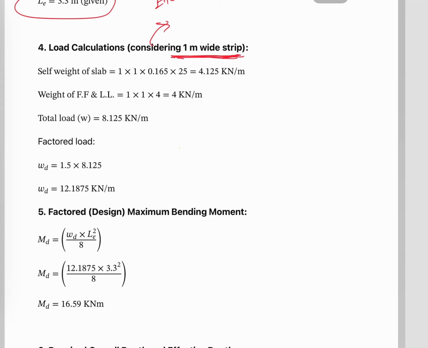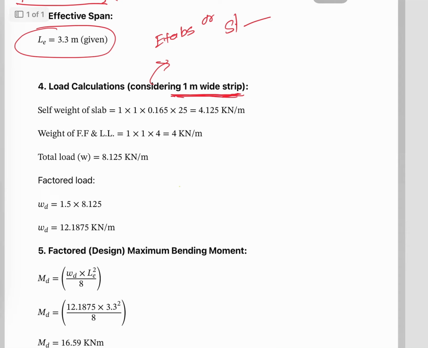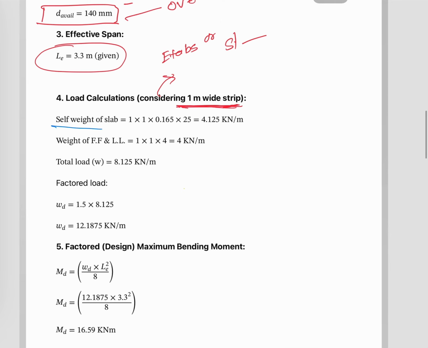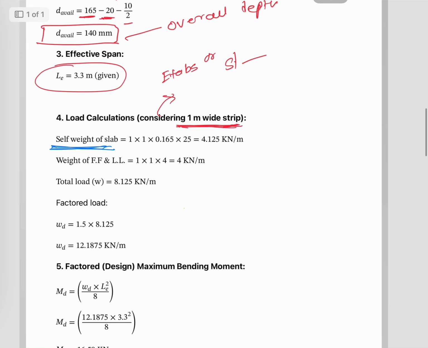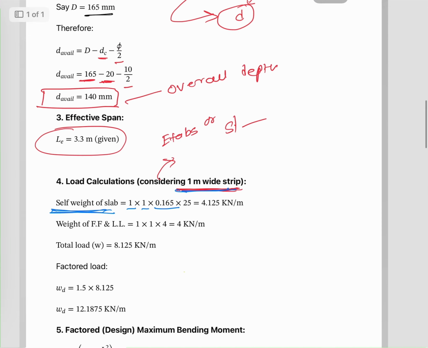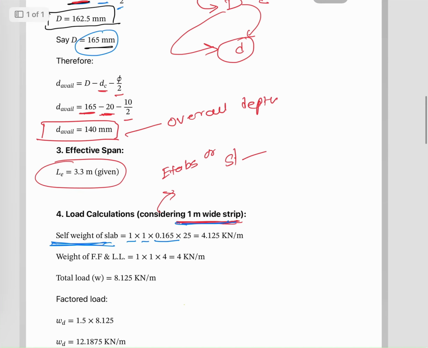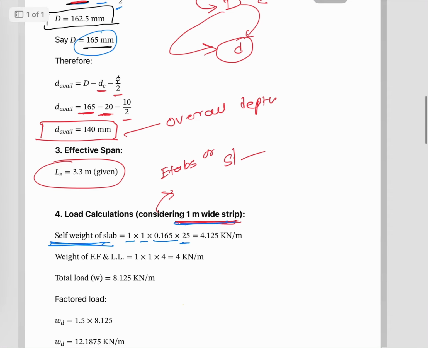So first of all, we need to do the load calculation. What would be the self weight of the slab that we need to calculate? Very simple: 1 by 1 meter, the wide strip we consider, times 0.165, because 0.165 is the total depth, multiplied by density. So you get 4.125 kilonewton per meter.